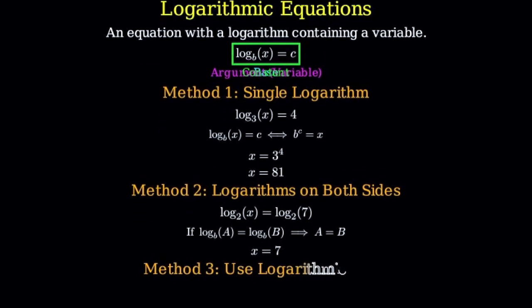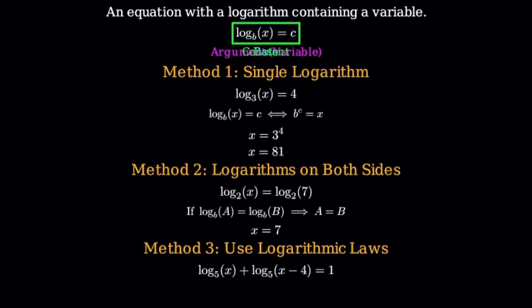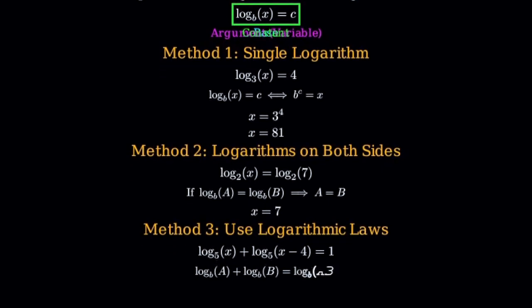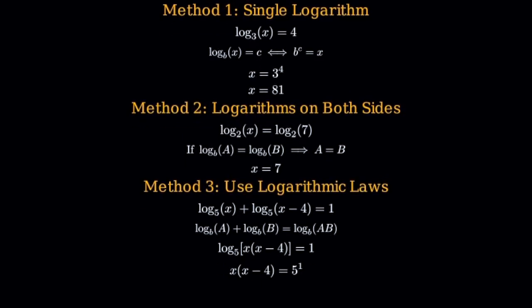Third, we often need to use logarithmic laws if the equation has multiple logarithms. Consider log base 5 of x plus log base 5 of (x minus 4) equals 1. We can use the product rule for logarithms, which states that the sum of logs is the log of the product. This combines the left side into log base 5 of x times (x minus 4) equals 1.